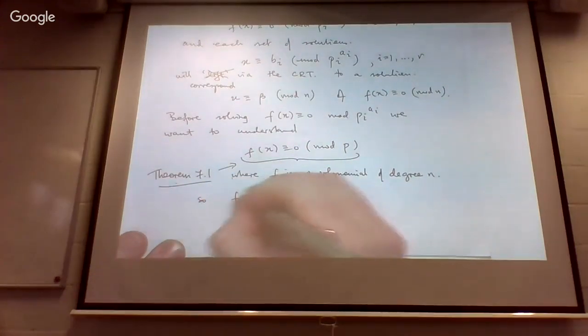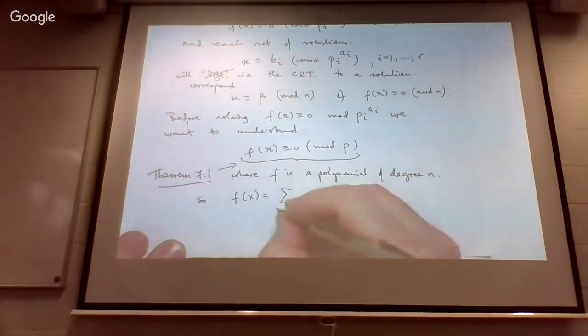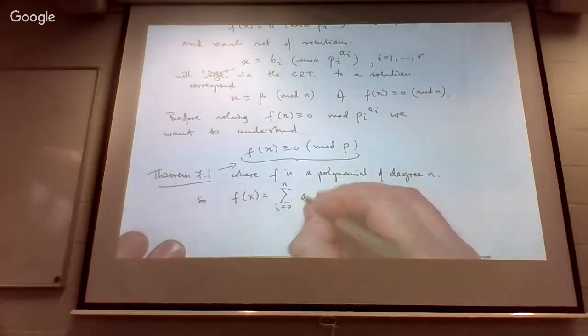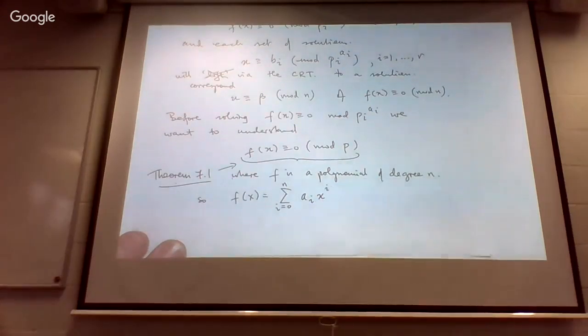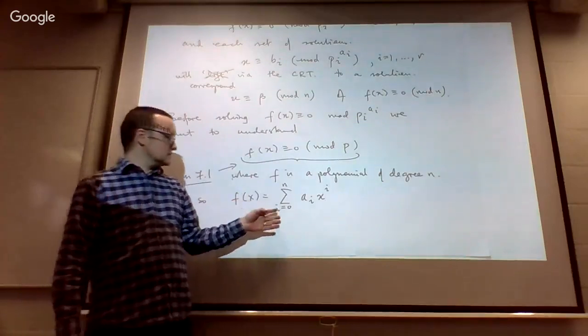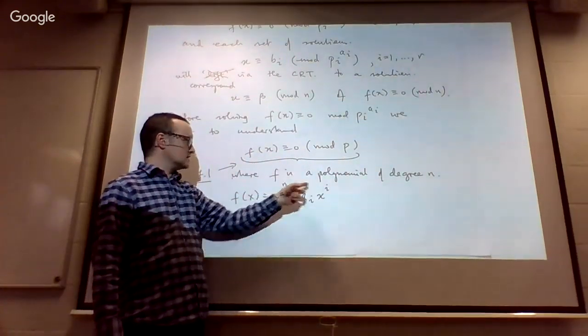So let's say f of x is the sum from i equals 0 to n of a_i x to the power i. So this looks like a polynomial of degree n. Yeah, so x to the power 0, x to the power 1, x squared, x cubed, all the way up to x to the power n.